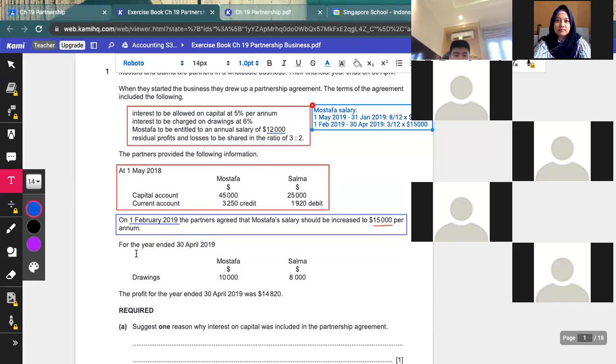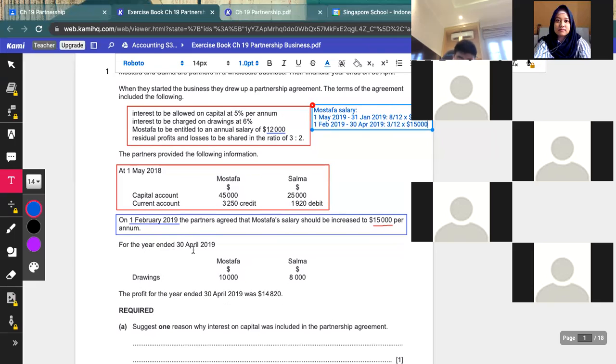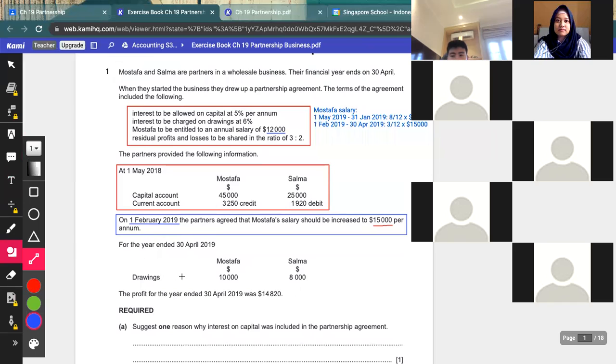Next. For the year ended 30 April 2019, there is information on drawings. Drawings. The blue one, the one with blue, it means that that is a tricky one, yeah? You have to be careful for that. The one with red, it's normal information. This is drawings information for Mustafa and Salma.